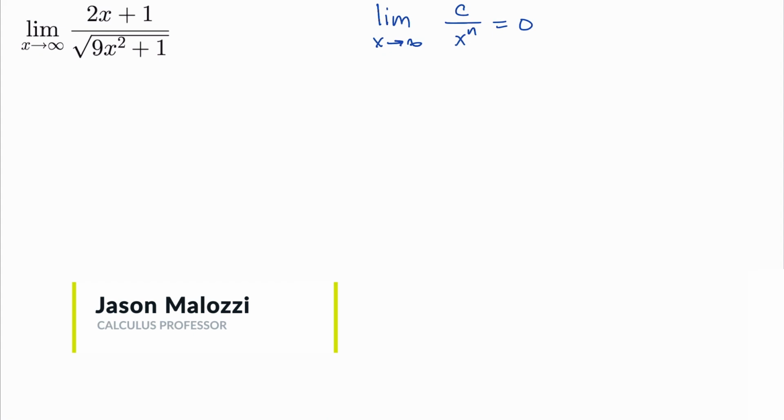What we're going to do in this video is find a limit of a rational function, well, not quite a rational function, 2x plus 1 divided by the square root of 9x squared plus 1. And what we're going to find is that we can use the technique that we already know, which is dividing by the highest power in the denominator, but we have to be really creative on what we do here.